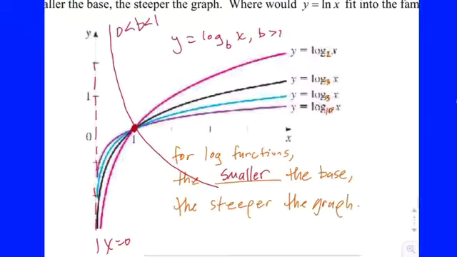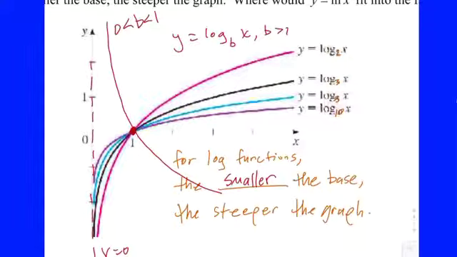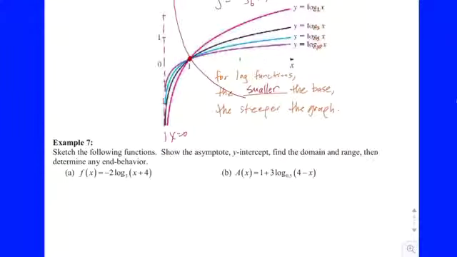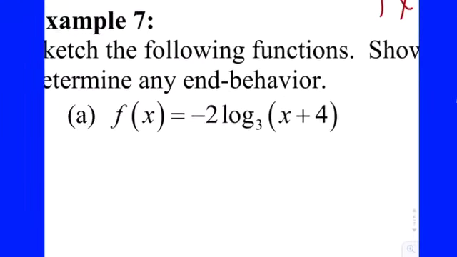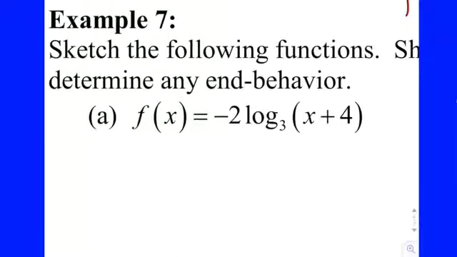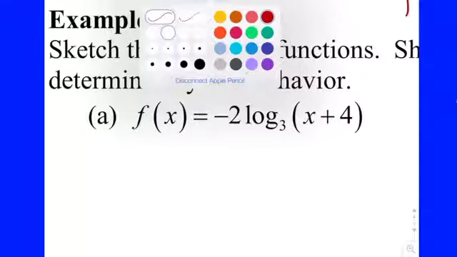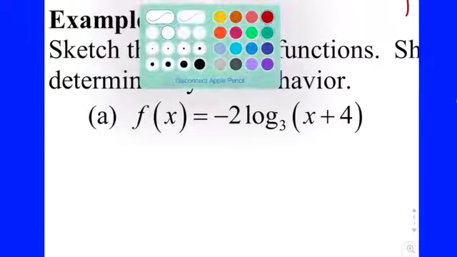Okay, so what we want to do now, since we kind of have a general idea of what those functions look like, we want to sketch transformations of those, okay? So we want to sketch the graphs, show the asymptote, the y-intercept, and then we want to find the domain and range and look at the end behavior. Okay, letter A, number 7A. f of x equals that. Okay, sweet, awesome. Step 1, pick your flavor, okay? I'll choose teal. Okay, teal.